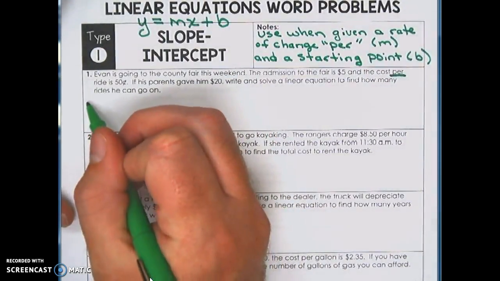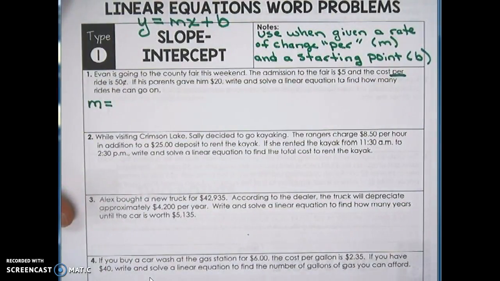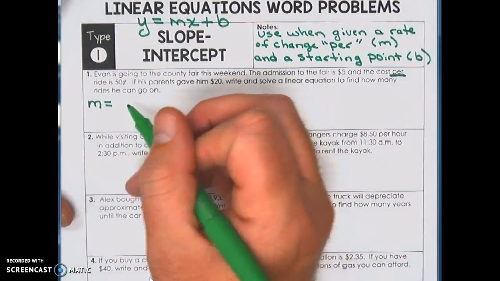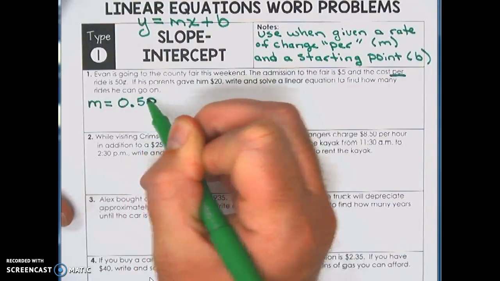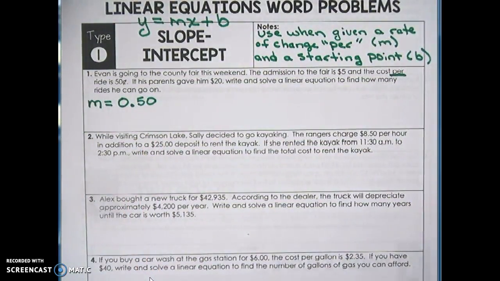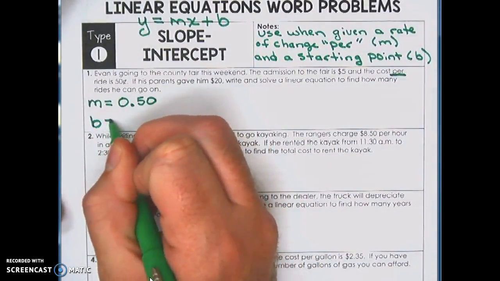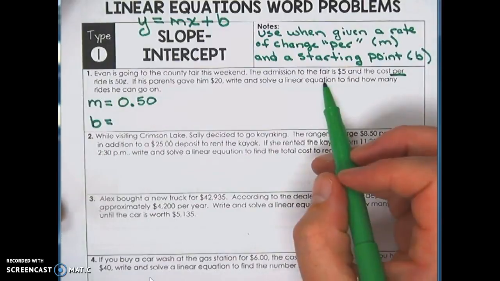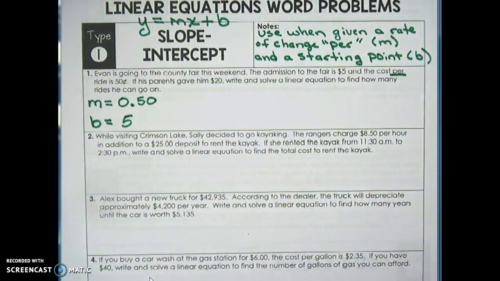So one of the things I do is make notes of what I know. I know that the word per is my rate of change or my slope. And it says cost per ride is 50 cents. I could use 50 and then the cents, but since we're talking about money, 50 cents is probably going to be written as $0.50. So I know my slope is 50 cents, again, because of that word per, and that my starting amount, just to get into the fair, was $5. So I know my slope and I know my starting amount.